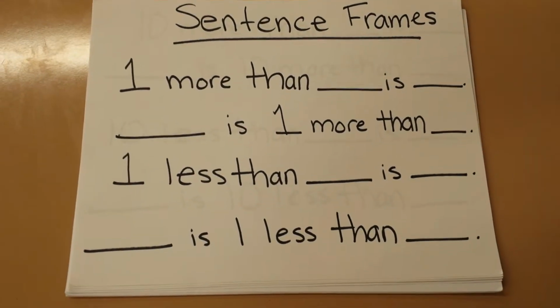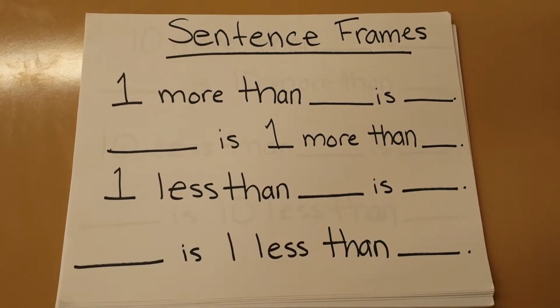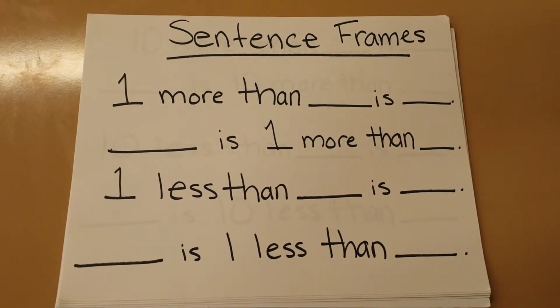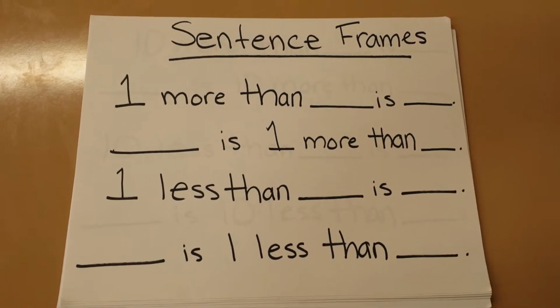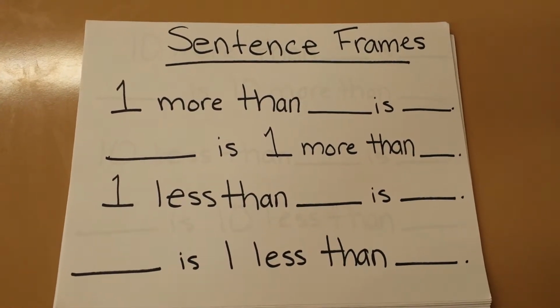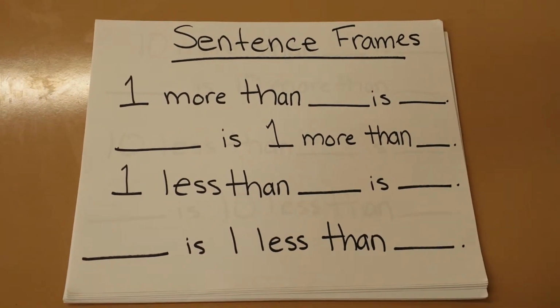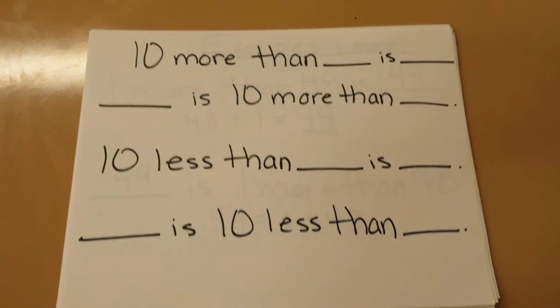Students need to know the following sentence frames. 1 more than blank is blank. Blank is 1 more than blank. 1 less than blank is blank. Blank is 1 less than blank. These are the sentence frames for the ones.